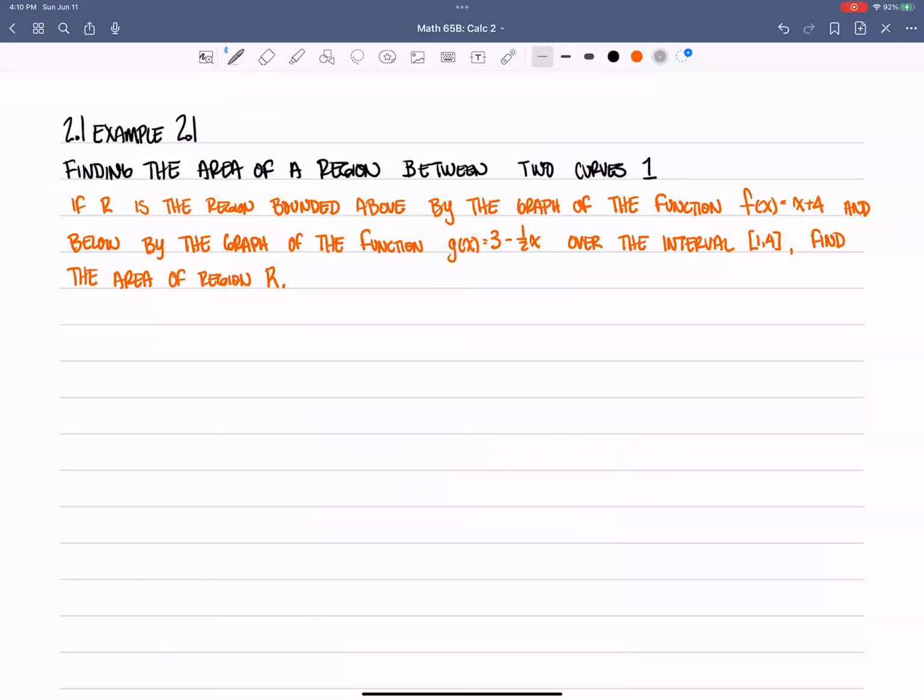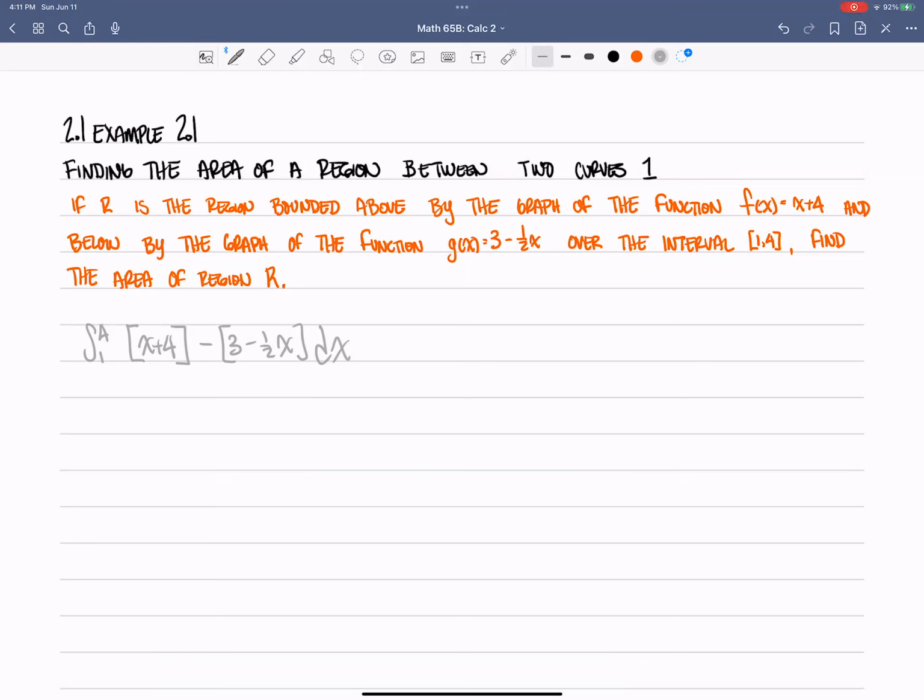So starting off with our integral, we're integrating over x, and x goes from 1 to 4. And now we're integrating first that top function. So the top function is x plus 4. And we're subtracting everything that we've overshot. So everything we overshot was that g of x function, so 3 minus 1 over 2x dx. And now from here, we could integrate like normally.